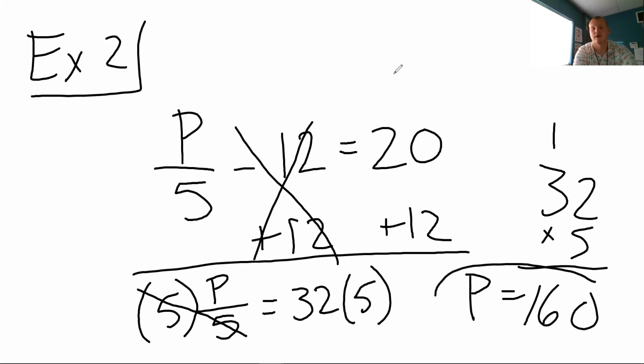I'm left with p equals 32 times 5, which is going to be 160. Yeah, Courtney? Yeah. So p equals 160. And again, if I wanted to check myself, I would plug p in, which is 160 divided by 5, which is 32, and then 32 minus 12 equals 20. So 20 equals 20.